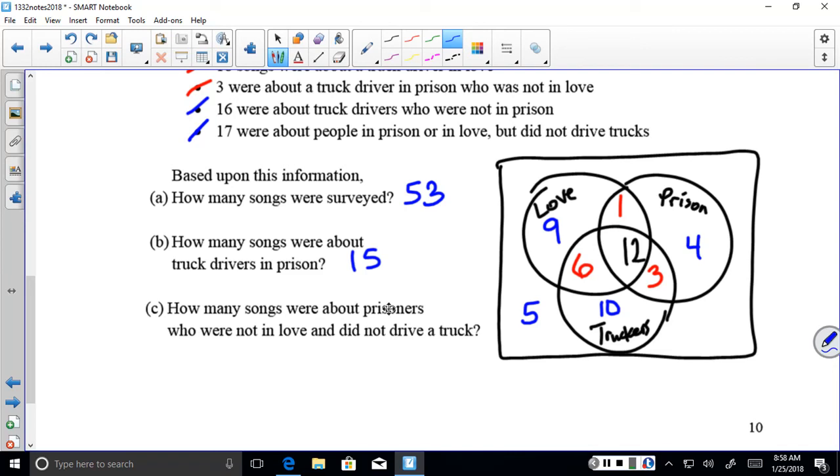How many songs were about prisoners, so they're in the prison circle, who were not in love and did not drive a truck?